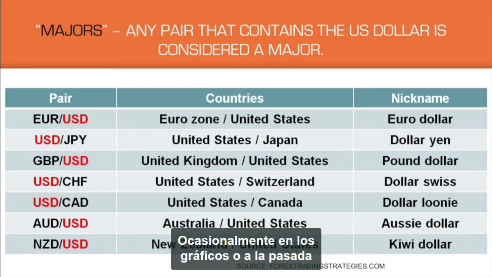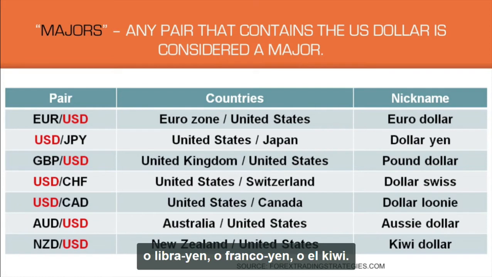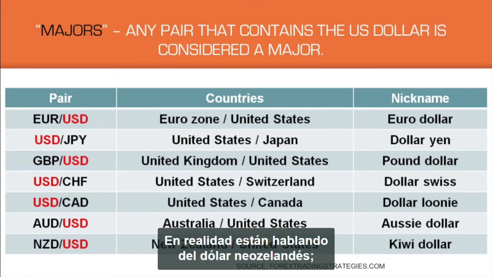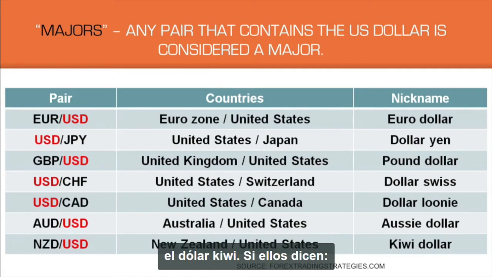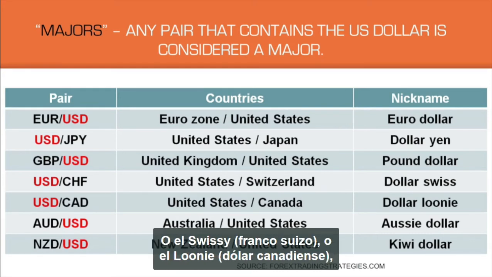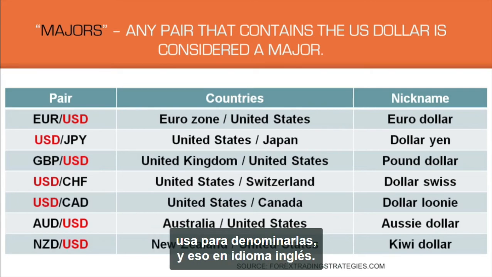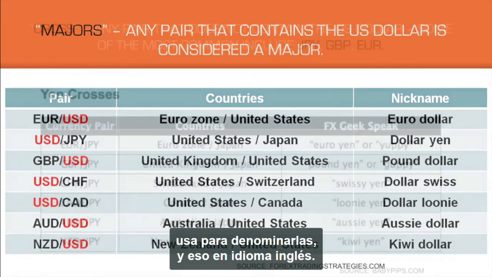Something else to take note of is the nickname. Occasionally in the chats or around or just, in passing, you'll hear people refer to them as the Euro dollar or the pound yen or the Swiss yen or the Kiwi. What are they talking about? They're actually talking about the New Zealand dollar, the Kiwi dollar. If they said, hey, I'm trading that Kiwi, they're talking about the New Zealand dollar. That's what they're talking about, okay? Or the Swissy or the Loonie.